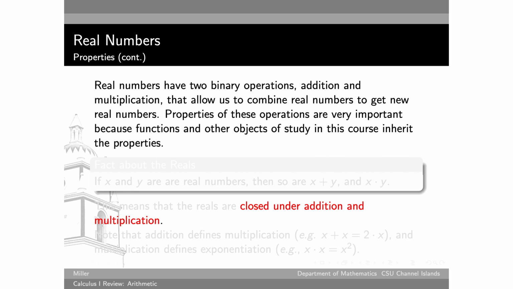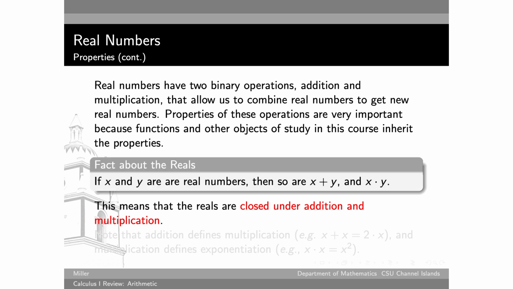Real numbers have two binary operations, addition and multiplication, that allow us to combine real numbers to get new real numbers. Properties of these operations are very important because functions and other objects of study in this course inherit these properties. So here's a fact. If x and y are real numbers, then so are x plus y and x times y.